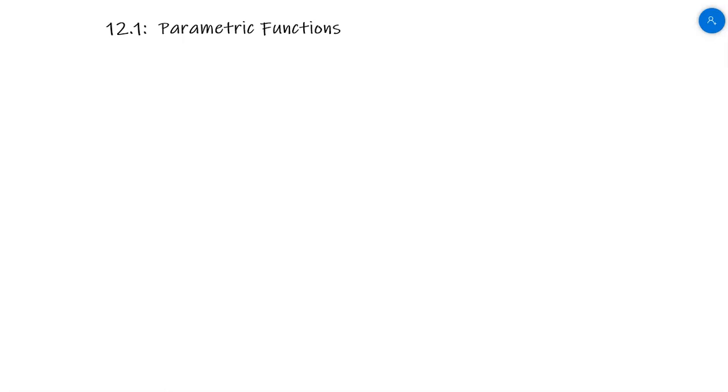Today we'll look at parametric functions. You may or may not have some idea what a parametric function is, depending on what kind of pre-calc background you had. Parametric functions are functions that are defined by some parameter. And I'll give you this example.